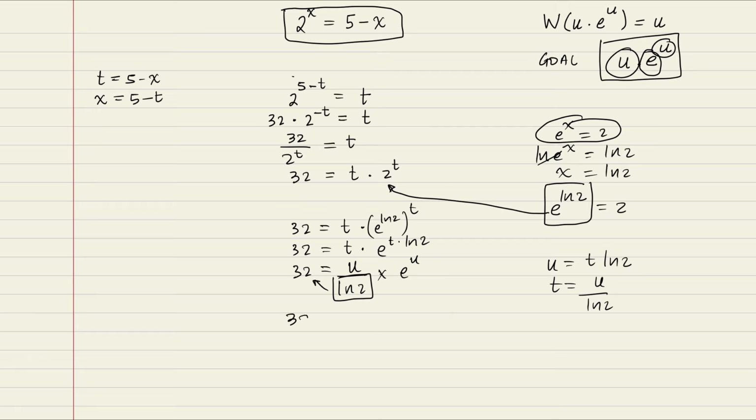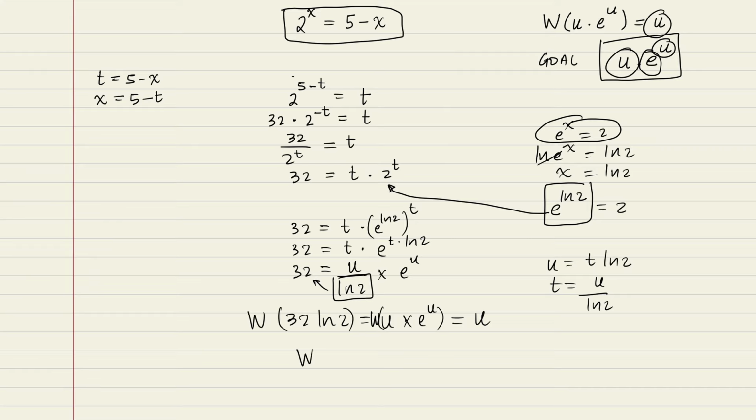I'm going to have 32 multiplied by ln of 2 is equal to u multiplied by e to the power of u. And that's our goal, that's what we wanted. So at this point, I can take the Lambert W function of both sides. So W of this is going to equal W of that. And we know the output is going to be u. So that's going to equal u.